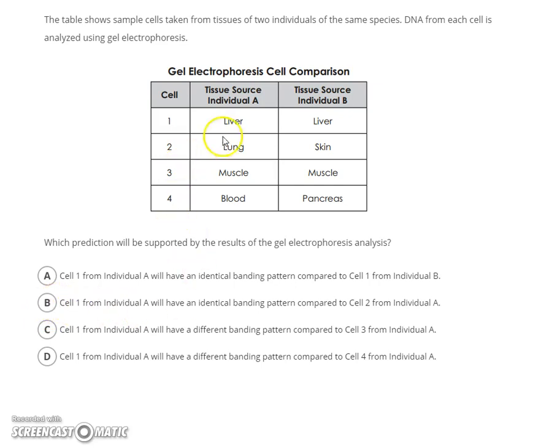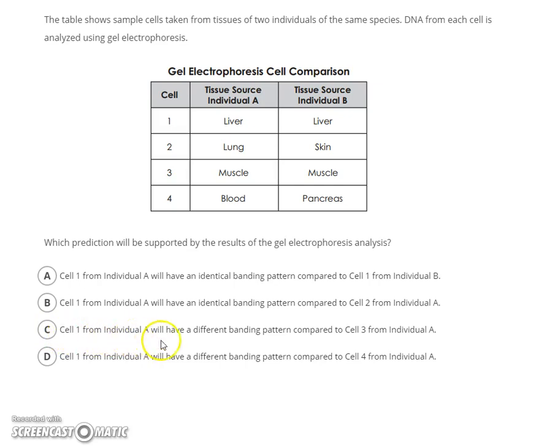B, cell 1 from individual A will have an identical banding pattern compared to cell 2 from individual A. This is the same individual, and guess what? Every cell in your body has the same set of DNA, which means you're probably going to have bands that match. So this one is probably going to be our answer. Let's look at C and D just to make sure.